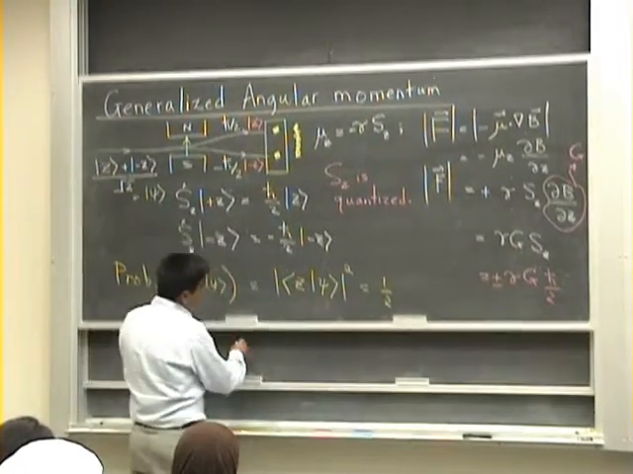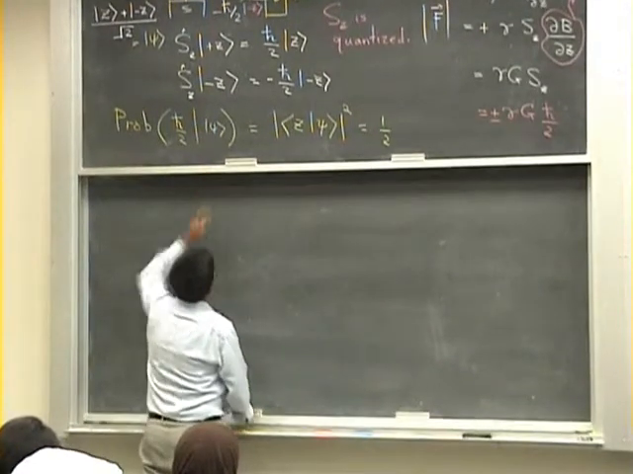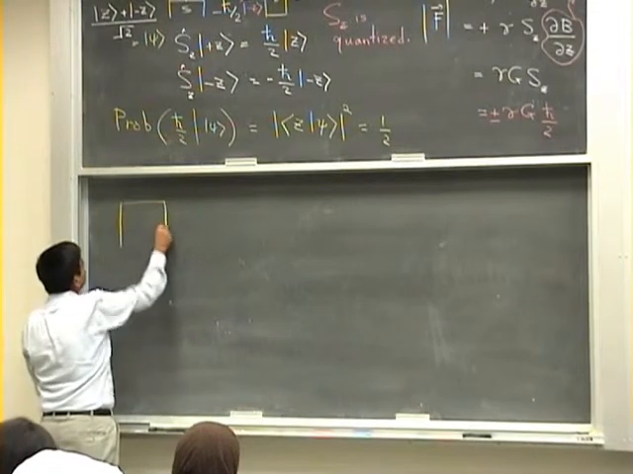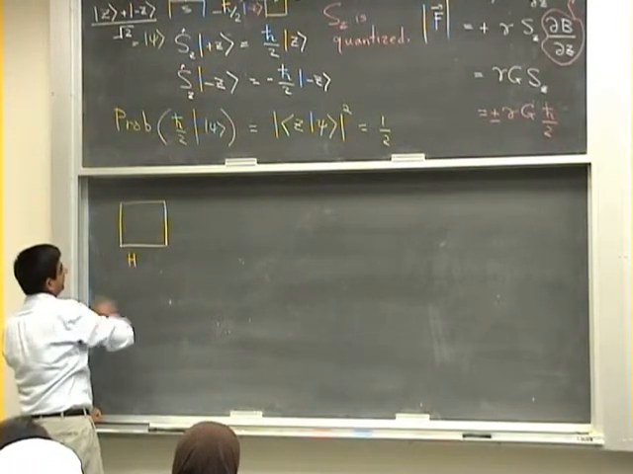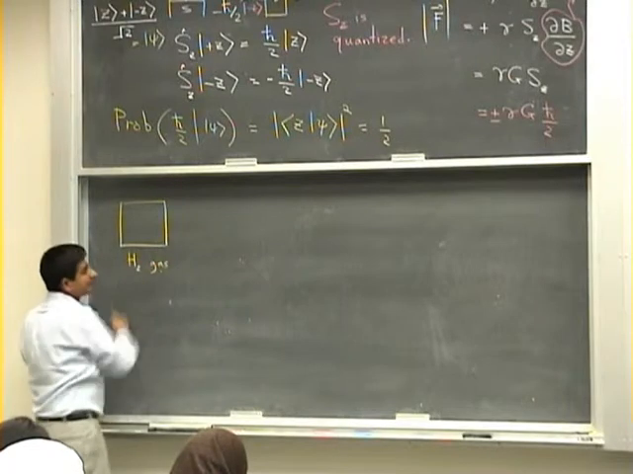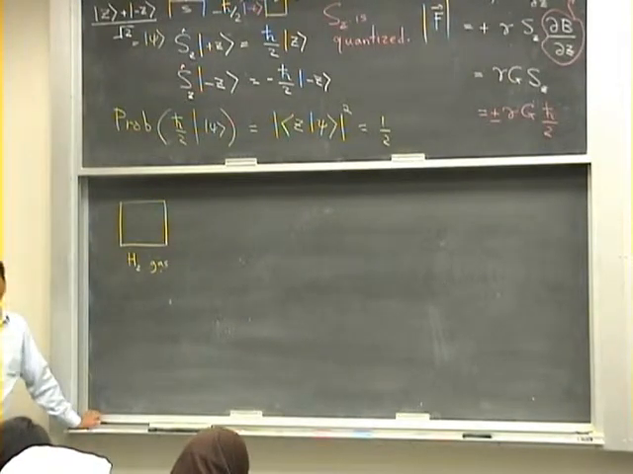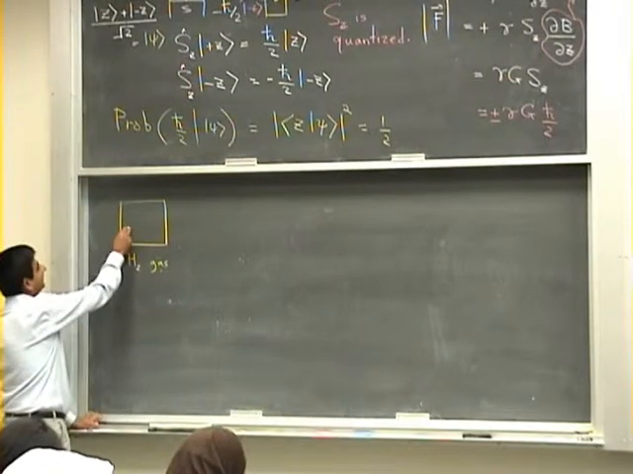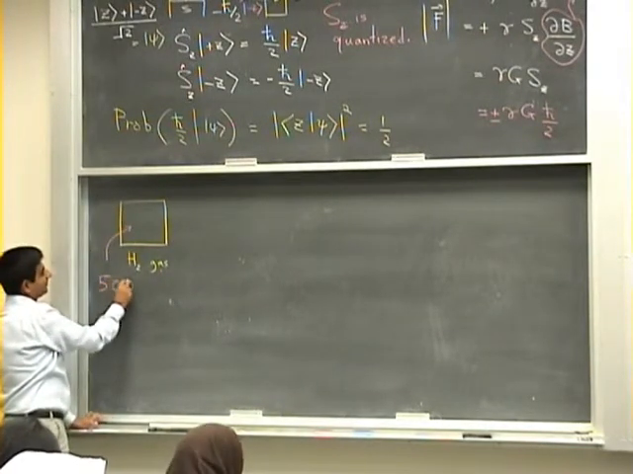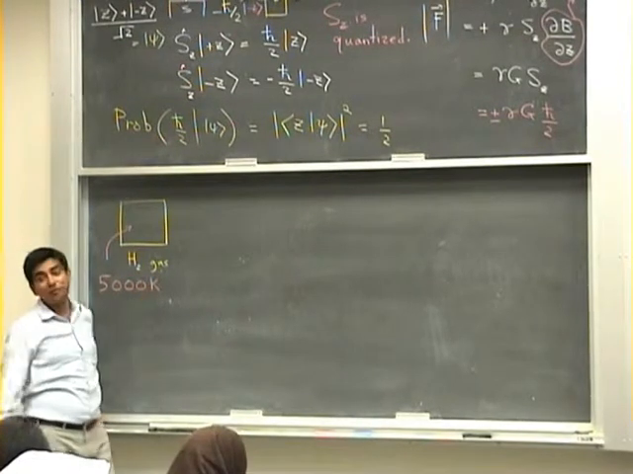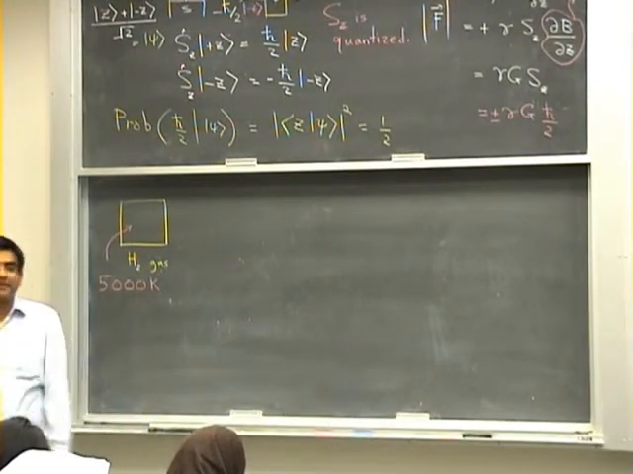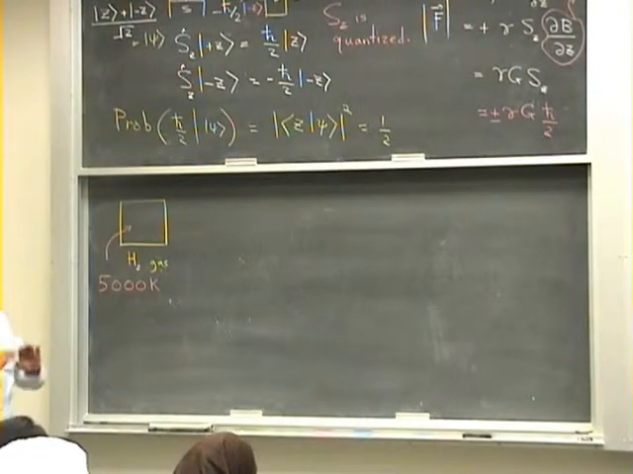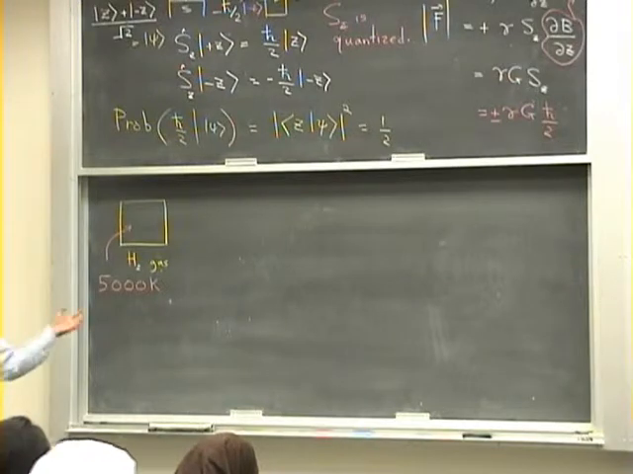Suppose I repeat this experiment, not with electrons, but with, so I have hydrogen gas here. Okay. It's inside an oven. I raise the temperature of the hydrogen gas to about, say, 5000 kelvins. This is a huge temperature, by the way. It's the temperature on the surface of the sun. It's about 5000 kelvins. So a plasma is created. So you have protons and electrons.